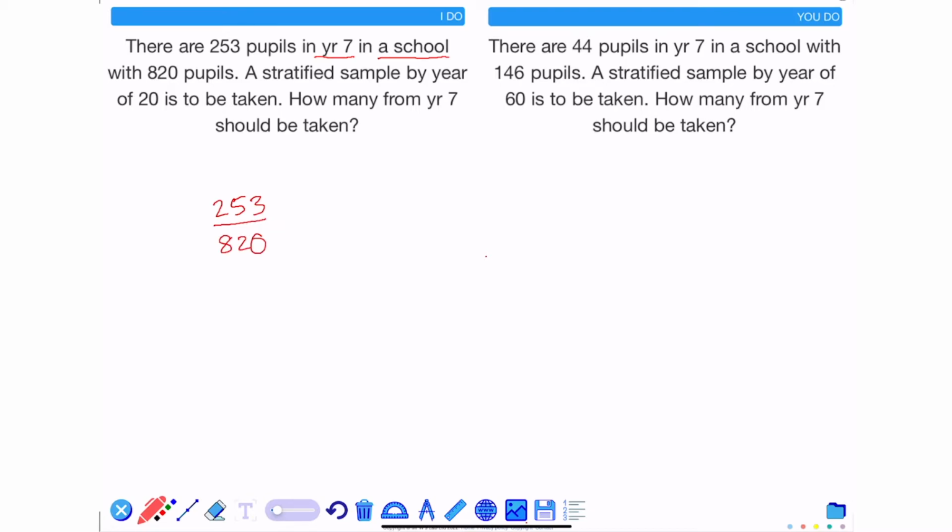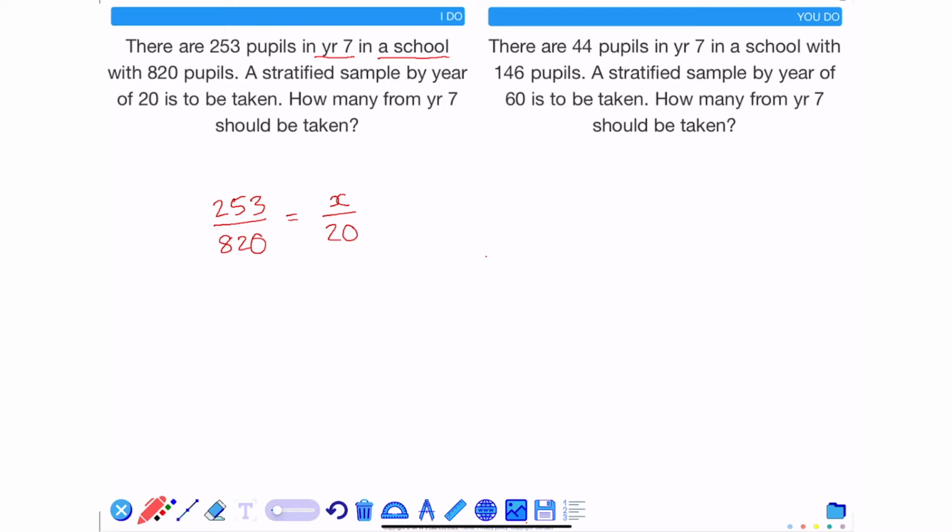in the school. And the idea with stratified sampling is that I want to keep the proportion of Year 7s within the population the same as the proportion of Year 7s within my sample. So in other words, 253 over 820 has to equal the number of people that I will take from Year 7 to be in my sample out of 20.